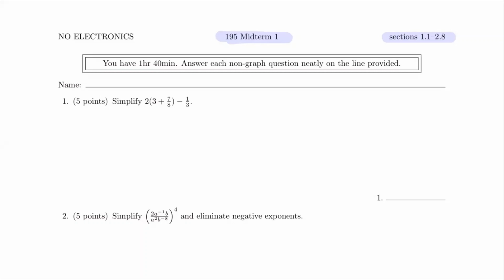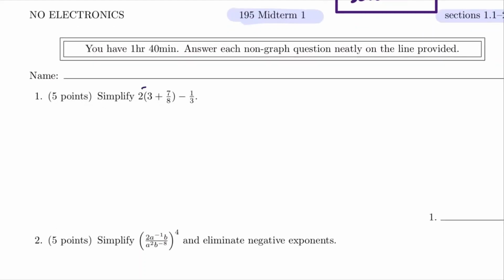So let's go ahead and dive into the first problem. So let me go ahead and write this one as our solution file. So for the first problem, we are going to be simplifying this operation. So first thing, of course, you can do it in multiple ways, but I'm going to go ahead and distribute the 2 first. So that will give me a 6 plus 7 over 8 times 2 minus 1 over 3.